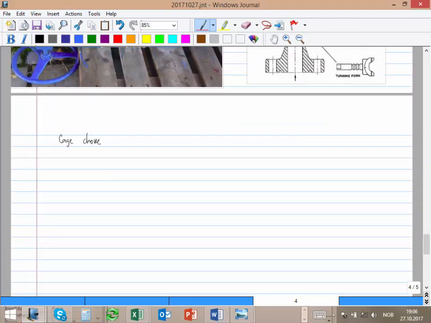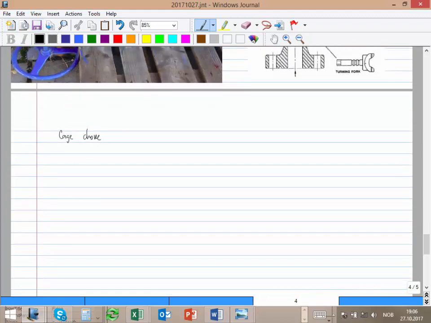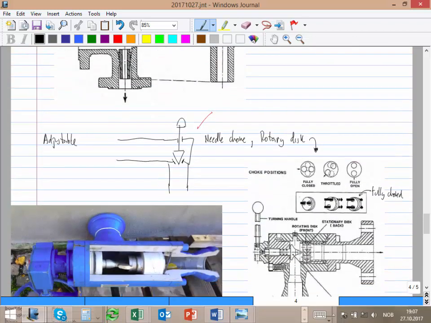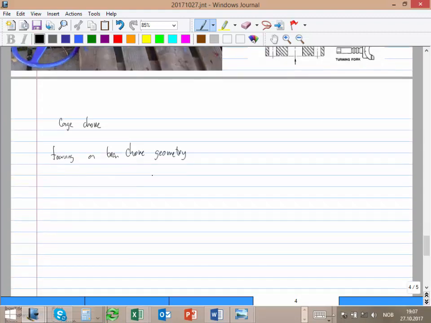But in this analysis, we're going to focus on the bean choke geometry, because that's very easy to analyze and see physically. All of the others are a bit more complex, and you don't know exactly how the flow goes. So we are going to focus on the bean choke geometry and say we have the following.